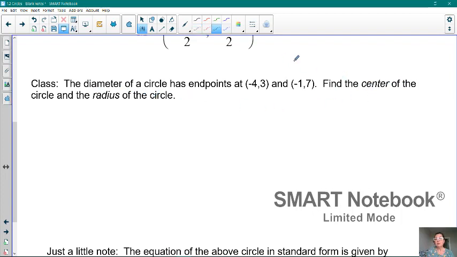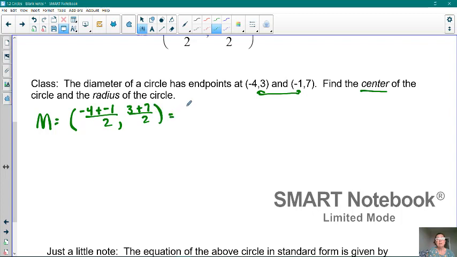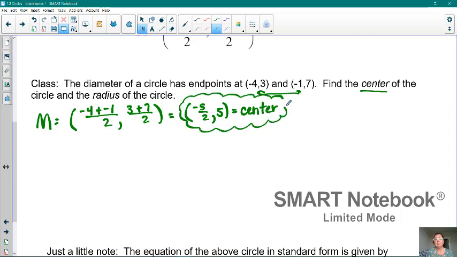Well, the center of the circle should be at the midpoint of these two ordered pairs. So we find our midpoint by saying x plus x divided by 2 and y plus y divided by 2. So the midpoint of that segment is going to be -5/2. 10 divided by 2 is 5. And that is the center of our circle. The center should be in the middle of the diameter. So we found that center there.